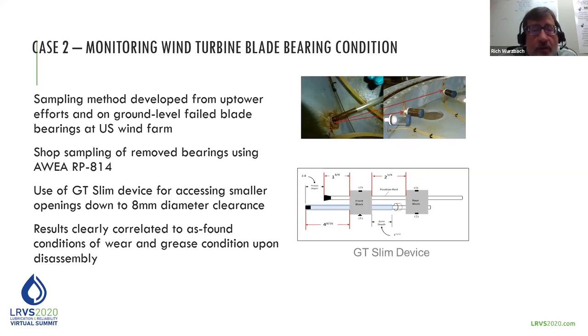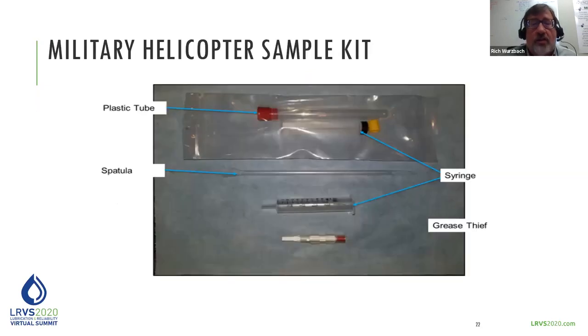By the way, for wind turbine asset owners, there are a couple of standards out there. AWEA, the American Wind Energy Association, has a number of standards that address sampling greases from blade, main, and generator bearings, and also a standard with guidance on the analysis to do. The results that we found really clearly correlated to the as-found condition of the wear and of the grease.